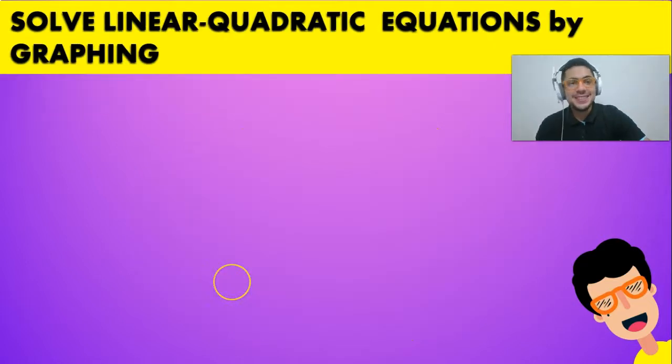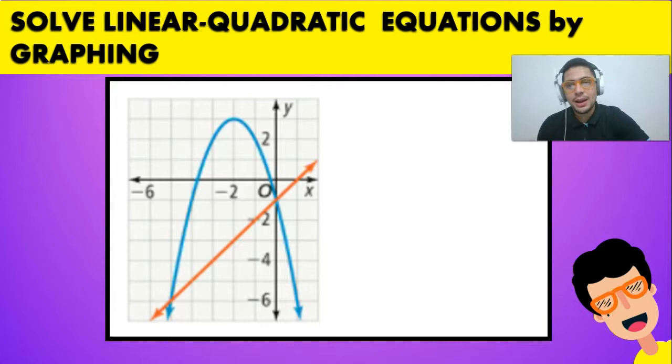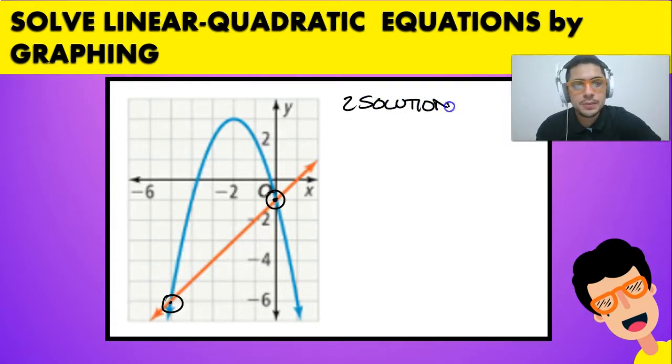Let's try that one. In this case, we are already given the shape of the parabola of the quadratic equation and also the shape of the linear equation. So we have a parabola that opens downwards, and we also have the straight line of the linear equation. The first thing you notice is that they touch each other in 2 points. Because of what we saw, we know that if they touch each other 2 times, that means that we have 2 solutions. Now, which are those 2 solutions?